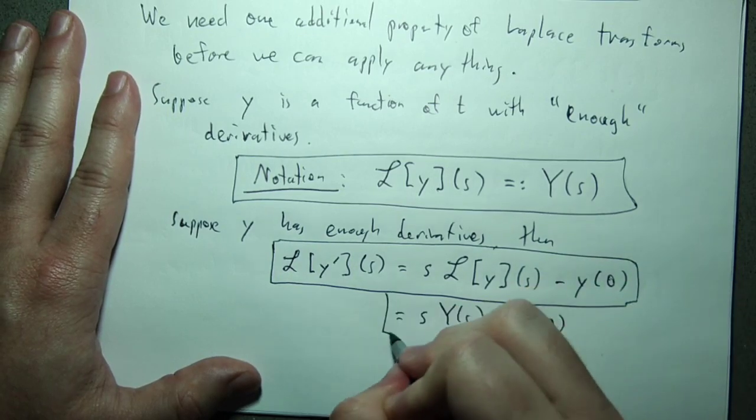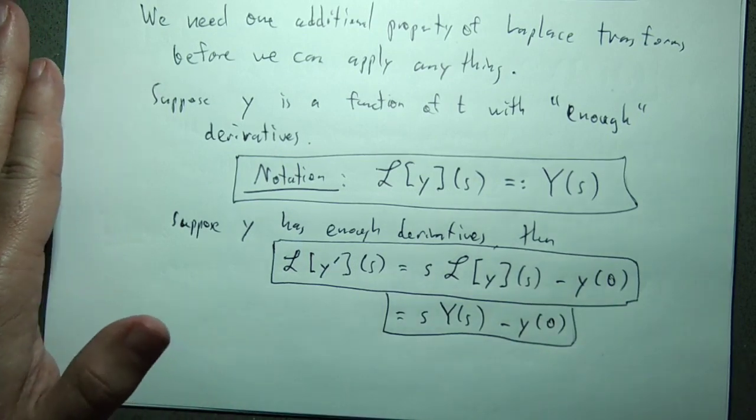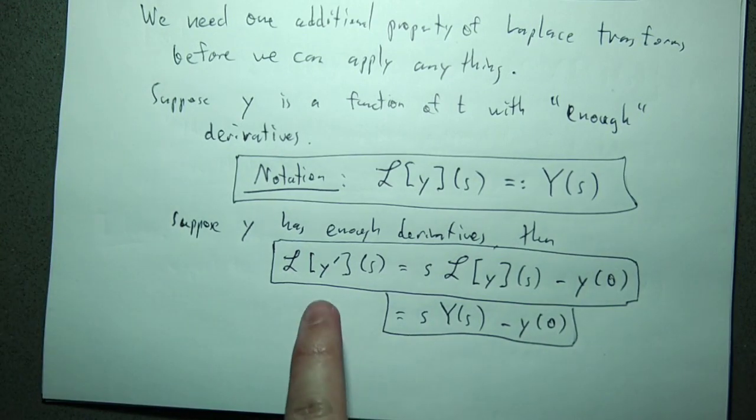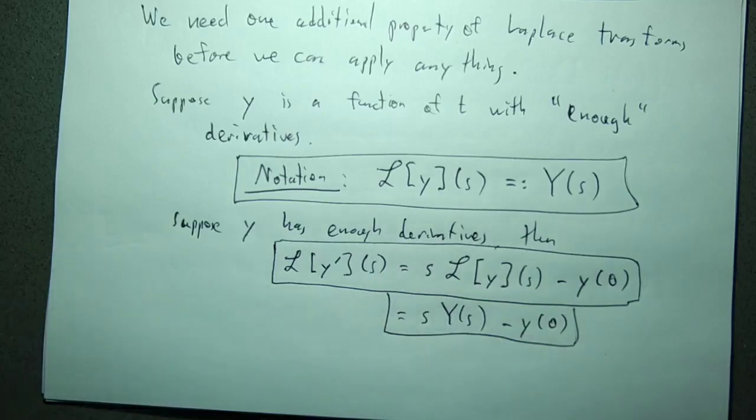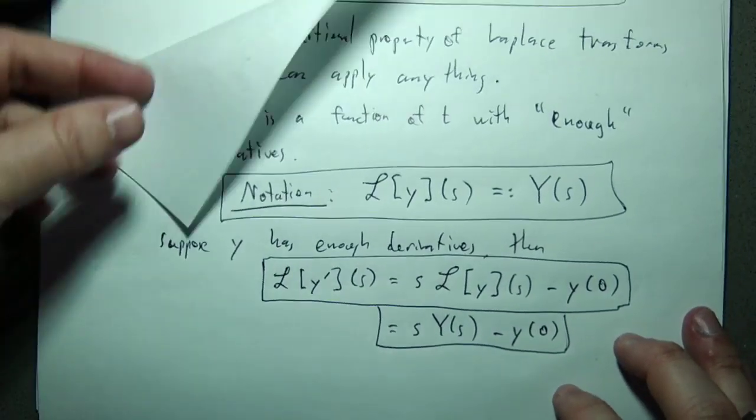Okay. Now, I want to iterate this over and over again. What do I mean by that? I want to apply this to the second derivative. I want to apply this to the third derivative, fourth derivative, and so on. That's why I'm going to require that this thing have enough derivatives. Okay, so applying this fact over and over again.